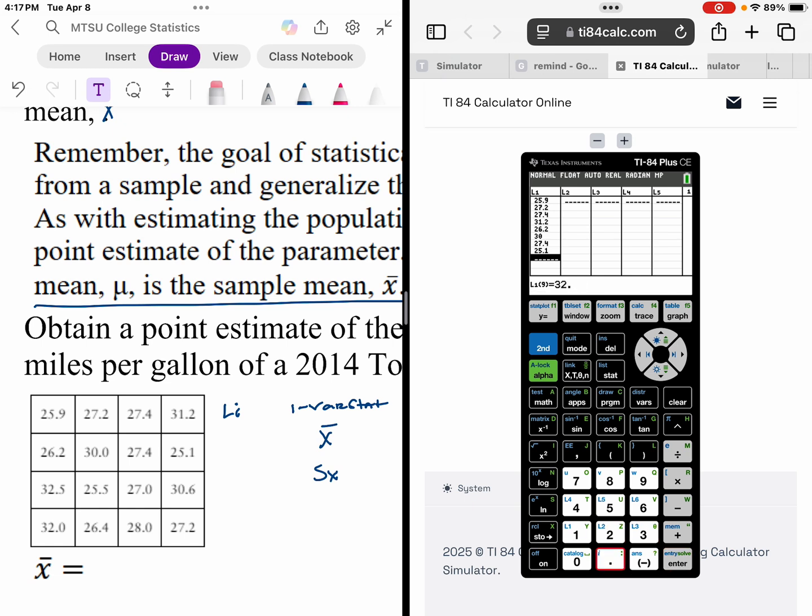And let's see, 32.5. And I'll probably split this video up into two videos just to make it a little bit easier to watch. The second video will be more of the practice problems. Almost got it.